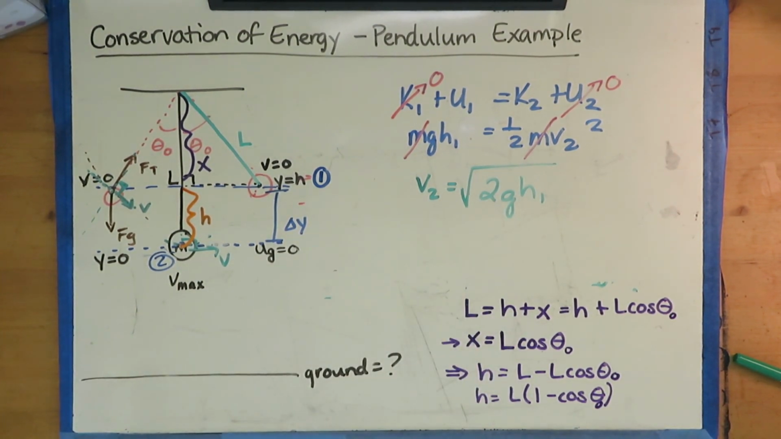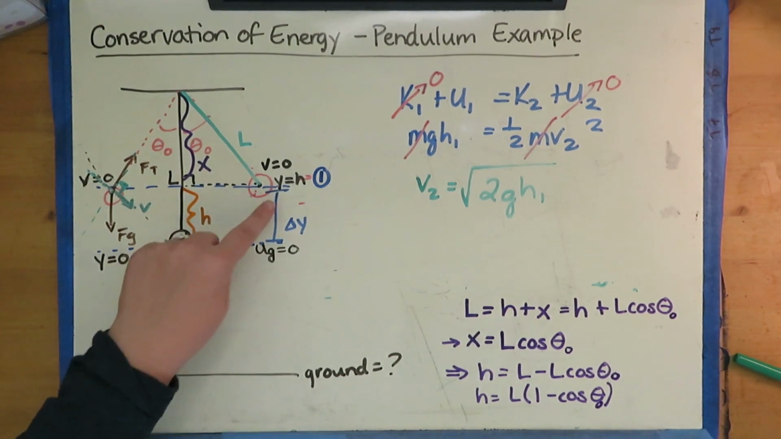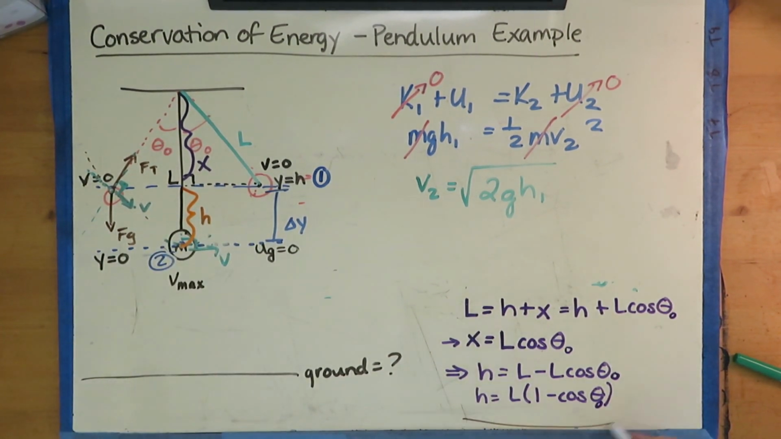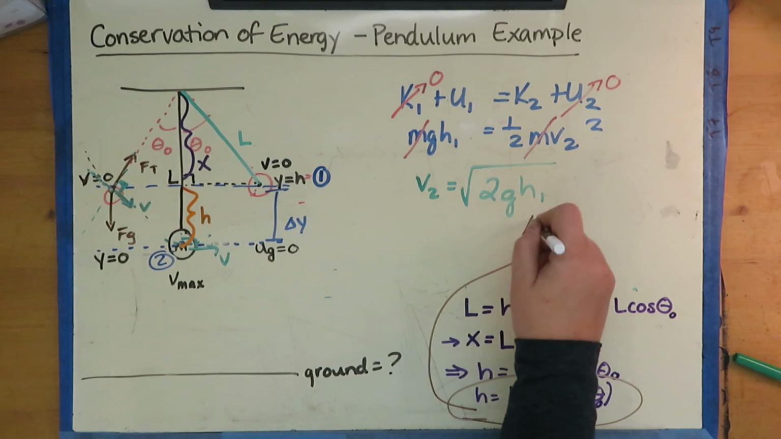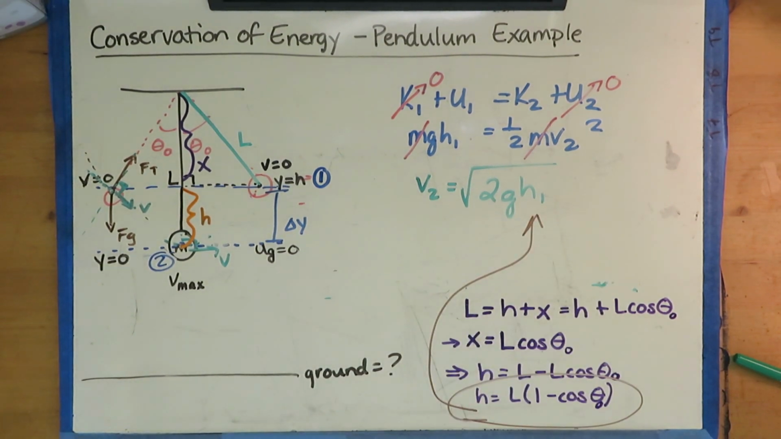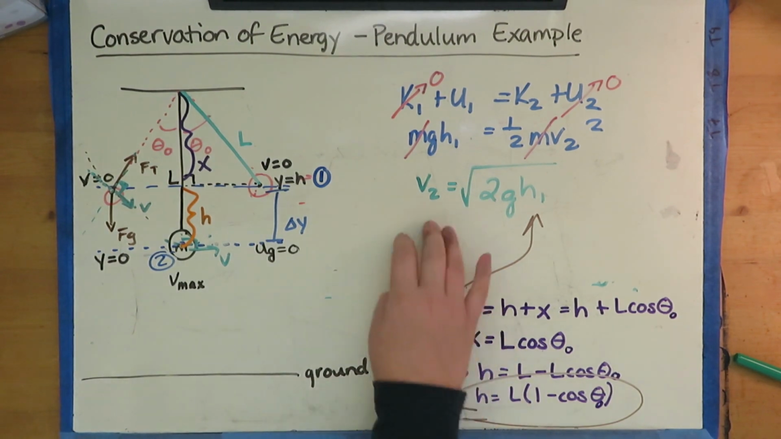Now in your lab, you're going to be using a photogate to measure the speed, and you're going to be verifying that energy is actually conserved by going through a process very similar to this. But remember that the most important thing here is that h1 value. That h1 value would be this weird L minus L cosine theta. And that's one of the biggest problems that people have, is they forget that step and they come up with something incorrect.